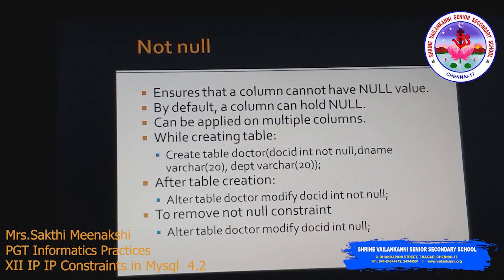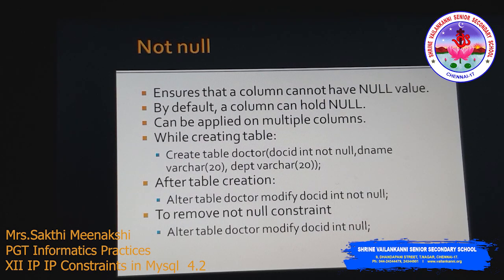The first one is the not null constraint. This constraint ensures that a column cannot have a null value, right? By default all the columns will accept null values. In the previous examples we have also inserted null values inside the columns. If you set the not null constraint on a particular column, then that column will not accept a null value. It can be applied on multiple columns also.